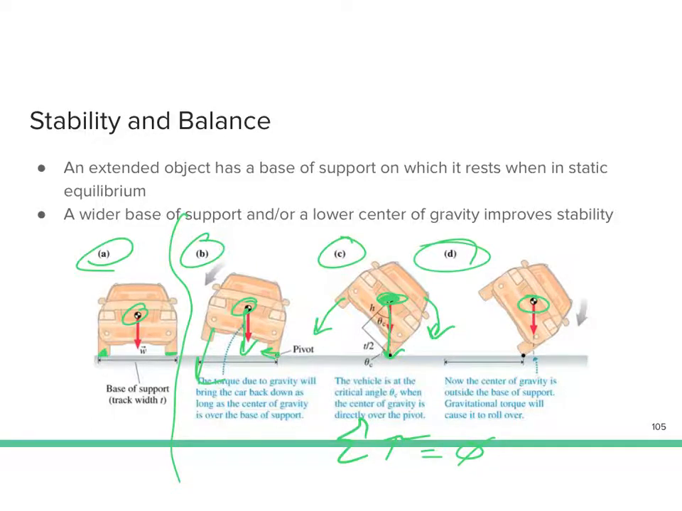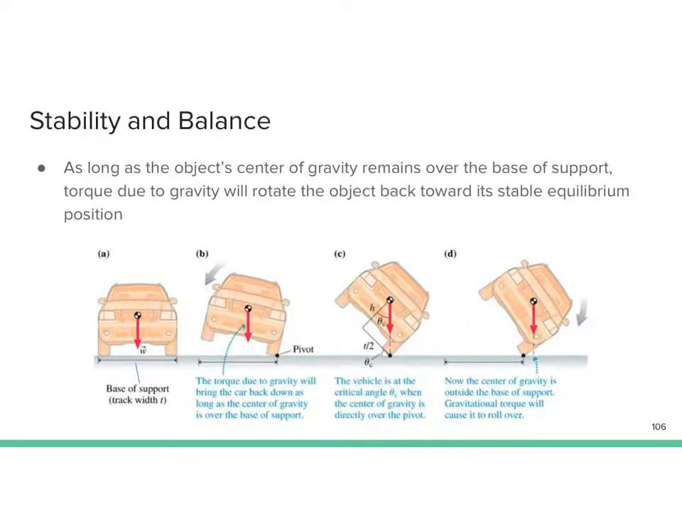Finally, in the last one, the center of mass is directly down, and it is beyond the pivot point, and that's going to cause rotation in this direction, and that will cause the car to flip, essentially. So as long as the object's center of gravity remains over the base of support, or the pivot point right here, the torque due to gravity will rotate it back to the original position, or it'll stay perfectly balanced in the middle. It's a stable equilibrium position. If it goes beyond that, it's going to rotate the other way, and you're going to have a problem. But if you can maintain it right at that point, it can stay right at that point.